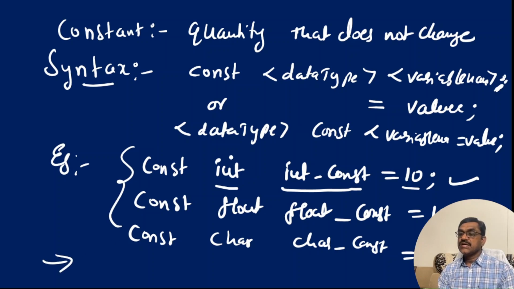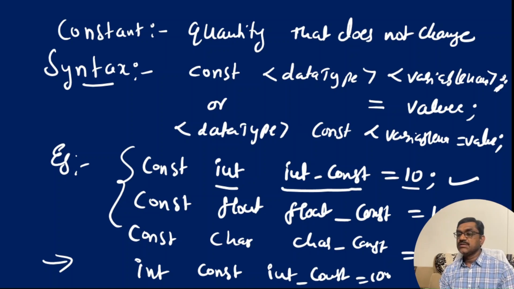You can also use the second type of syntax. For example, for an integer constant you write int first, then you write const. After that you write the variable, int_constant equals 10. This is also valid. This is the way of declaring a constant.